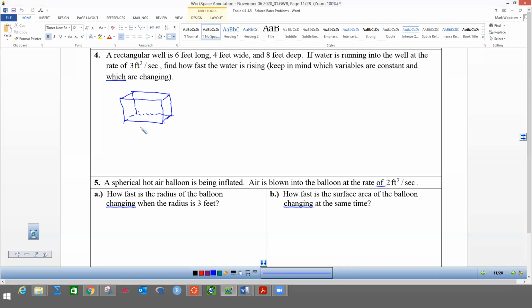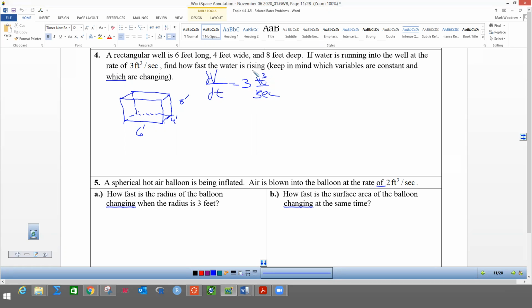It says it's 6 feet long by 4 feet wide by 8 feet deep. If water's running into the well at a rate of 3 cubic feet per second. So since that says 3 cubic feet per second, what is that? Rate of a what? Cubic feet. Whenever you label something cubic, what are you calling it? Anybody know? Y'all should know. Volume. So since that's cubic feet, that means that dV/dt is equal to 3 cubic feet per second. Man, that's a lot.